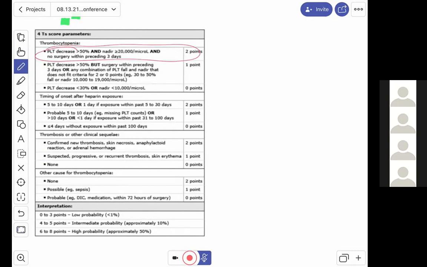He went from almost 200s down to 80. For timing of exposure, it was about hospital day 15, so he would get at least a point for that. For thrombosis, we know that he does have new DVTs. And then for other causes of thrombocytopenia, we did a good med review. He has no history of liver dysfunction. There's really nothing else going on, no evidence of DIC. So if we say none, he had at least 6 points to start us off, which means a high probability of HIT.